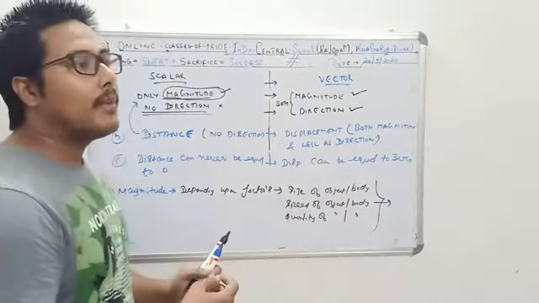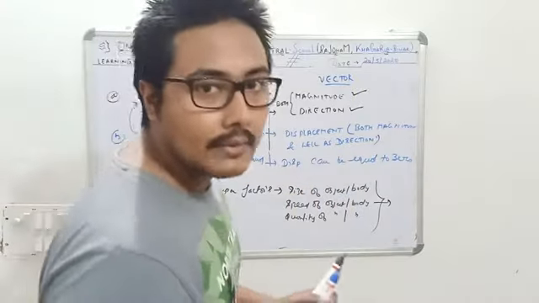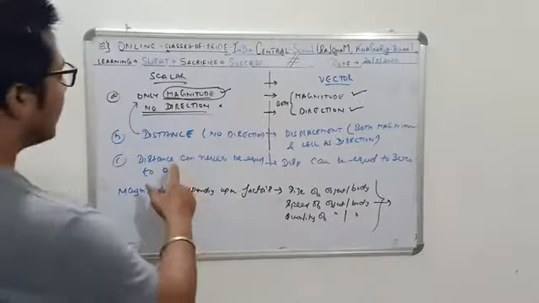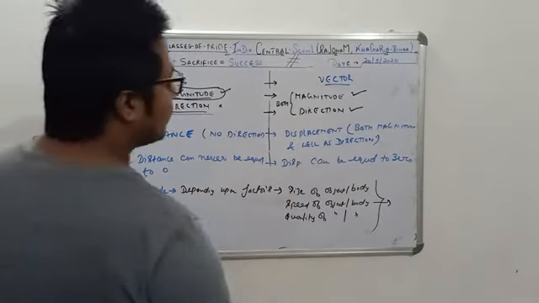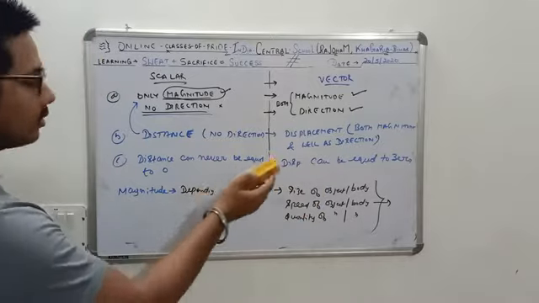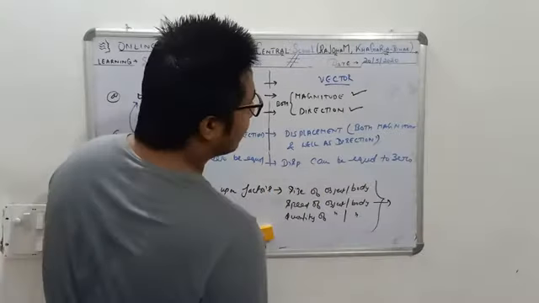Like we say that parallel lines may meet at infinity. We never know, but we say that parallel lines may meet at infinity. Similarly, distance can never be equal to 0 and displacement can be equal to 0. Now, I think you all got familiar with this. I'll rub it off.